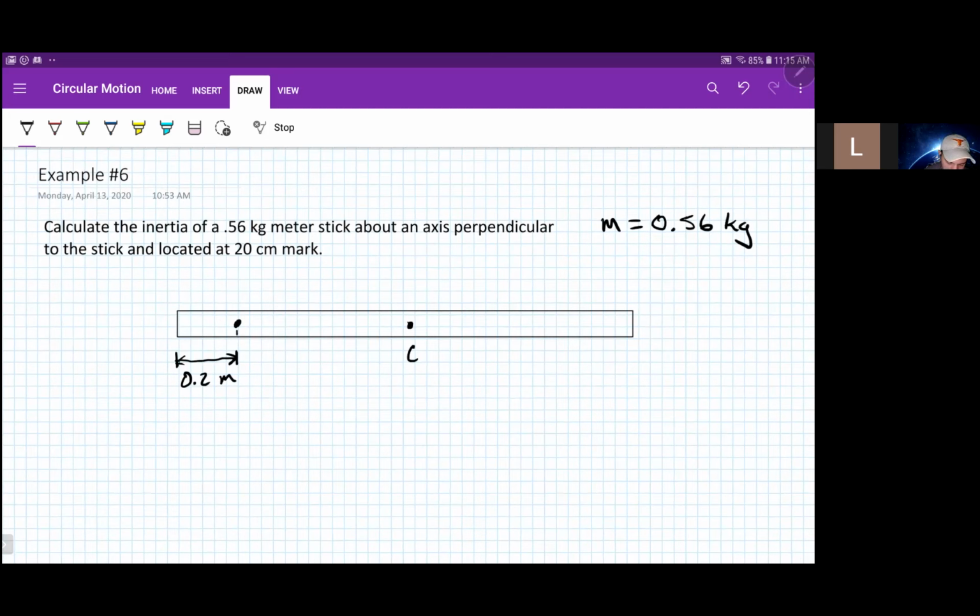I've got M. I'm trying to find the moment of inertia, so I need to figure out K, right? K is the distance between here and here. So I need to figure out that K first. This is a meter stick, so the distance from here to the end of it is 1 meter. That means the distance from here to here is 0.5 meters.